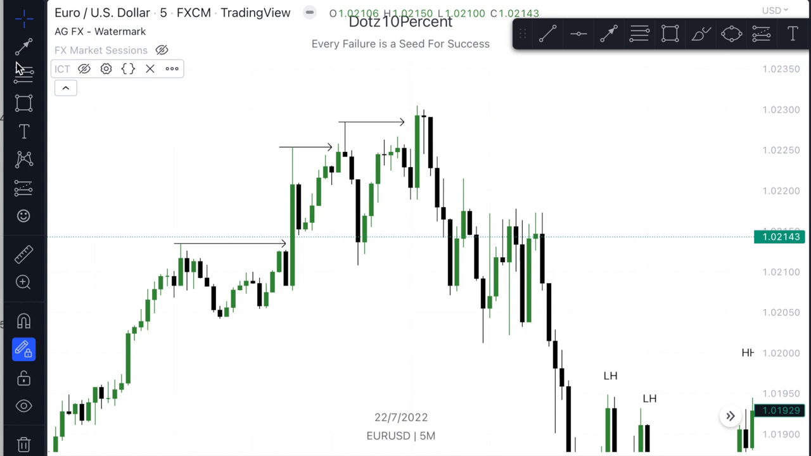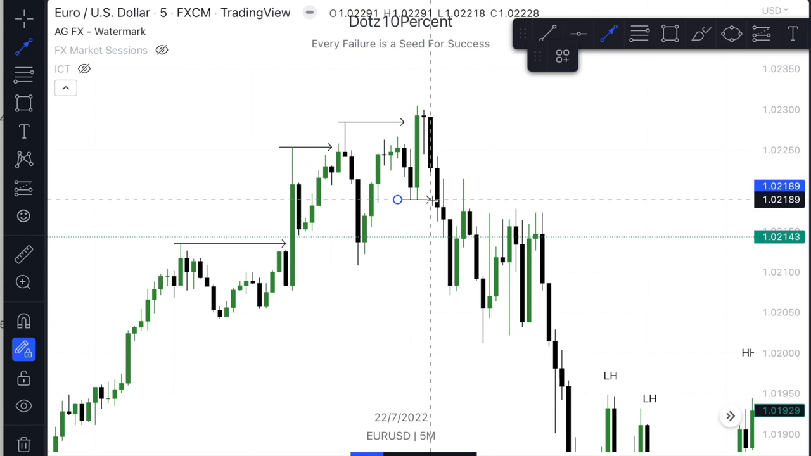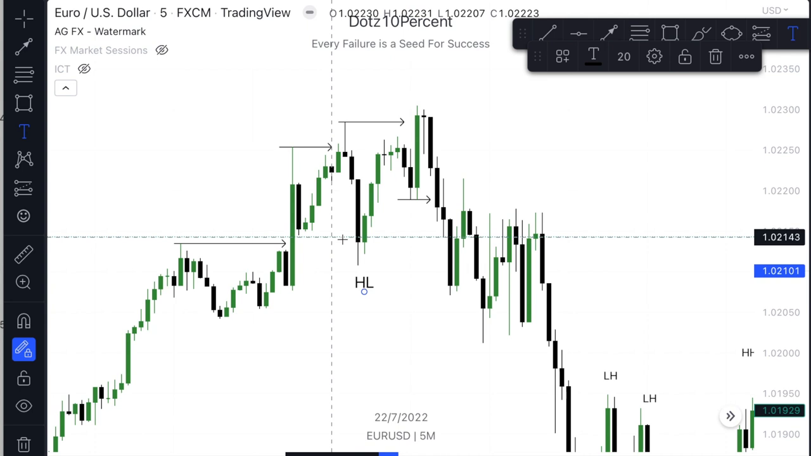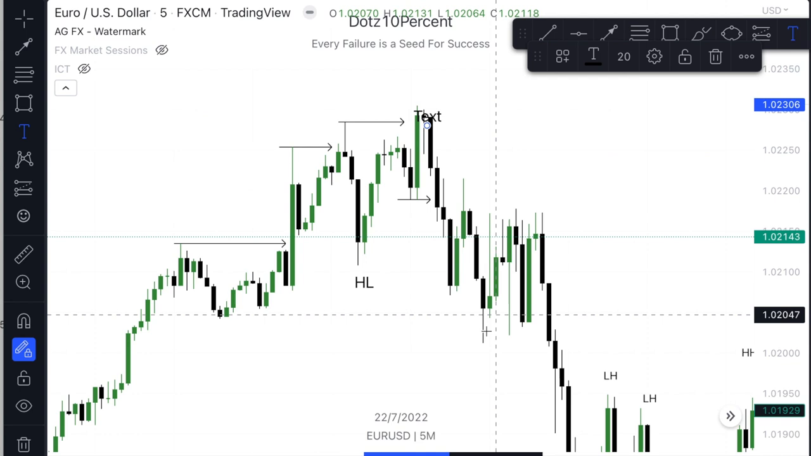Once we take out this low over here, what happens? We create a lower low. So now if we come back and we do add the markings, right, this was a higher low because, of course, this is the uptrend, right? And up here is a higher high. And here's a lower low, so let's add that.